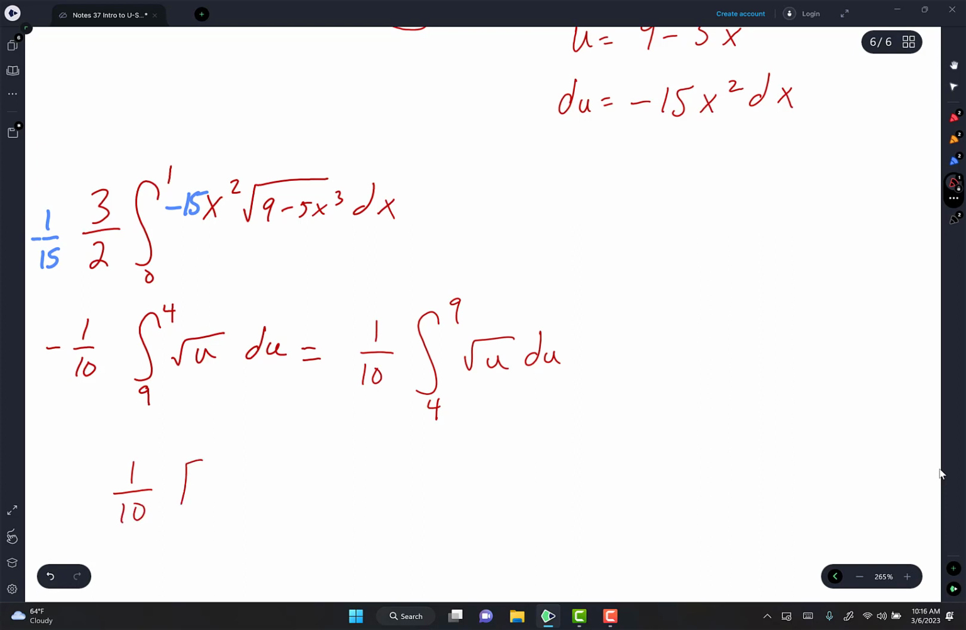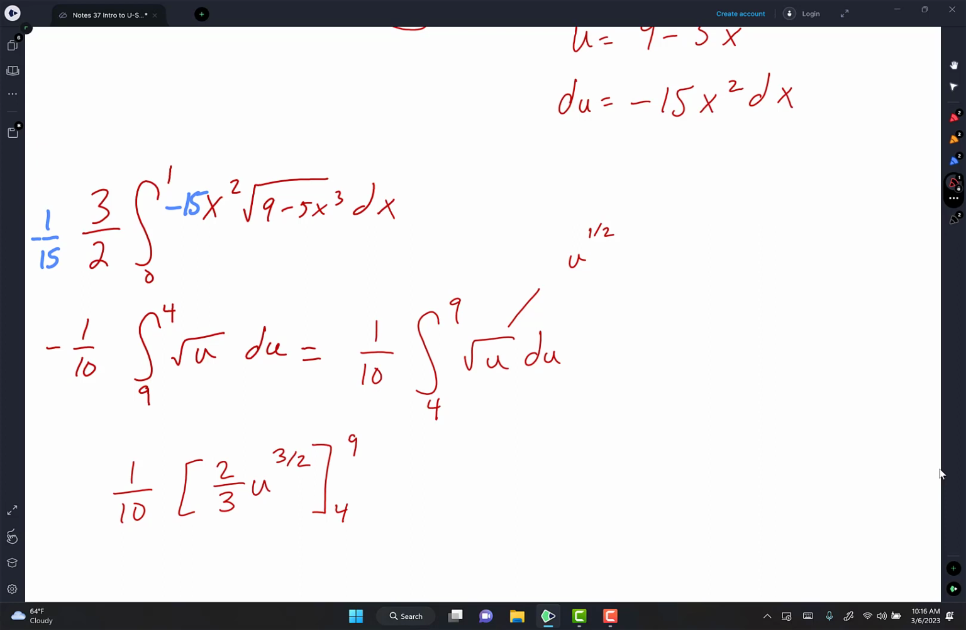The antiderivative of u to the half: I'm going to put it here on the side. I add 1, so it's going to be u to the 3/2 divided by 3/2, which is the same thing as multiplying by 2/3, from 4 to 9. Now, I'm going to slow down. You can factor this 2/3 out.